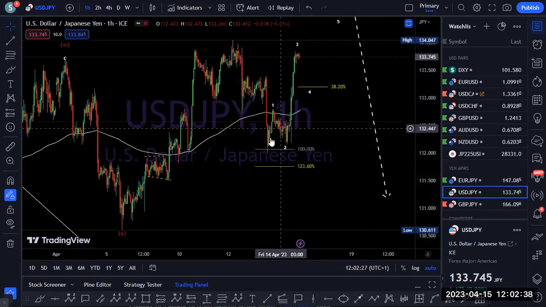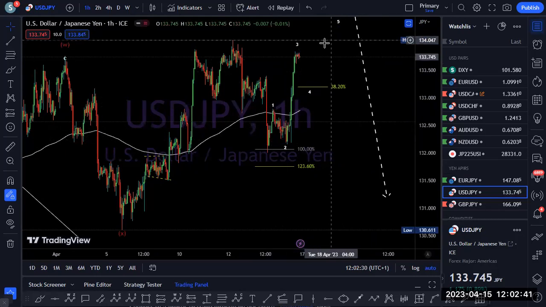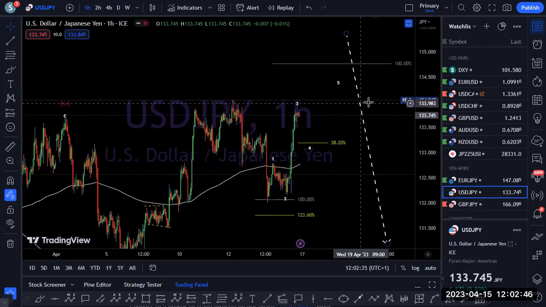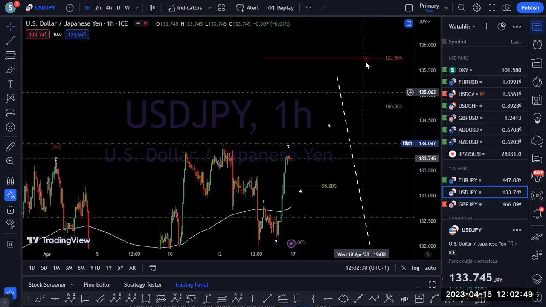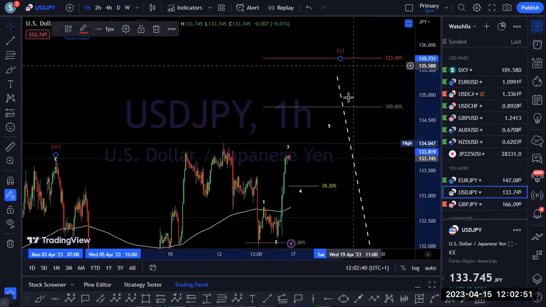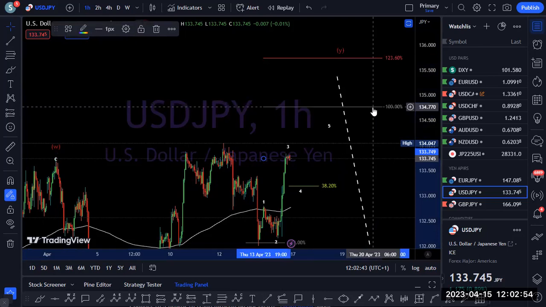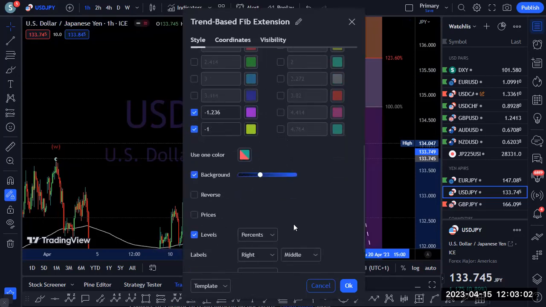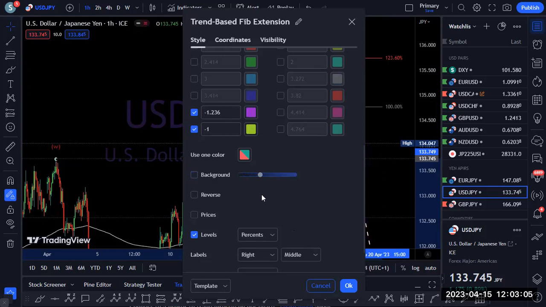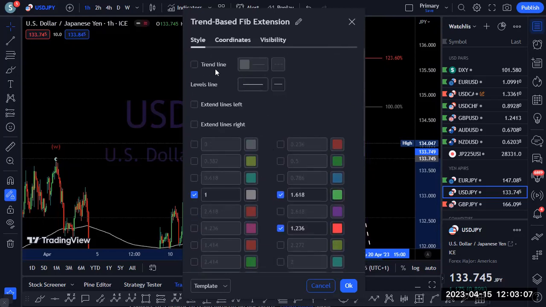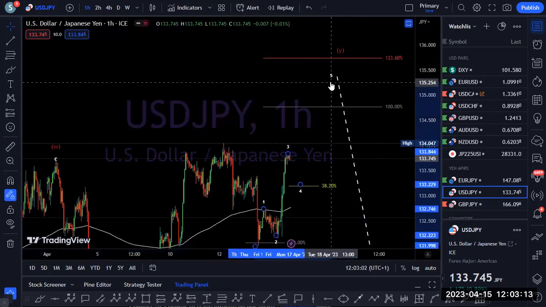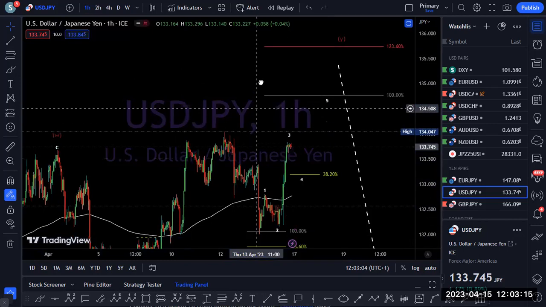This structure seems to be 1, 2, 3, 4, 5. So if that's 1, 2, 3, 4, 5, we know whether it is the end or part of a bigger movement. So I'm looking for a reversal in this zone. This is where I'm expecting a reversal inside this zone. So let's watch and see whether it will enter this zone or not. So for now, let's keep watching for sell.